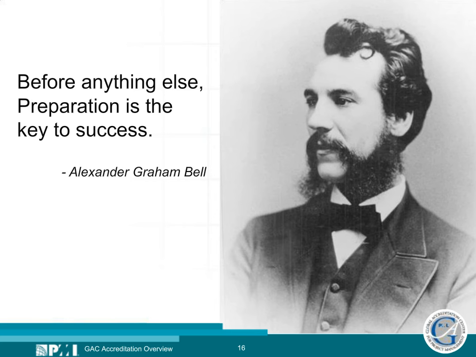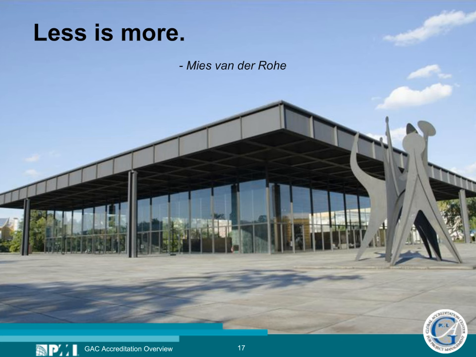The first step is to thoroughly review the eligibility requirements and accreditation standards in the GAC Accreditation Handbook 4.0. An example is that we've had applicants initiate the process only to have to withdraw when they realized they did not meet the eligibility requirements of offering the program for at least 2 years and having graduates before application. In the words of the great architect Mies van der Rohe, less is more. This photo of the new National Gallery in Berlin, Germany is an example of his spare style.